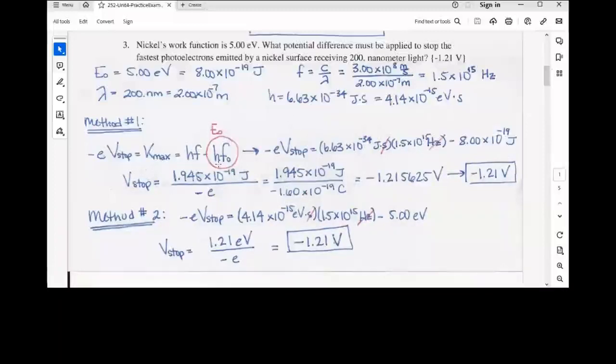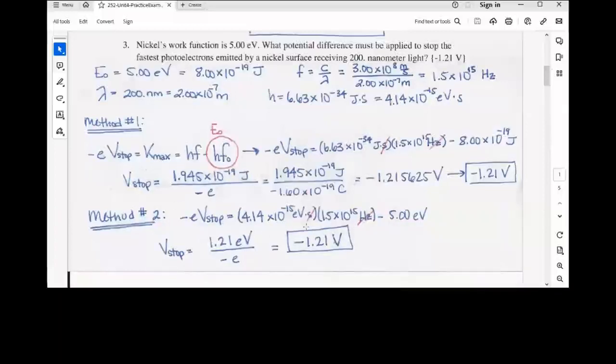And I'm left with a ratio. So V stop is equal to 1.945 times 10 to the negative 19 joules, and I've just divided by negative e, where e represents the fundamental charge. When I do that, I get a negative. That negative communicates that you are running a potential difference that will cause your photoelectrons to slow down as opposed to speeding up. And what we get when we apply sig figs is negative 1.21 volts.